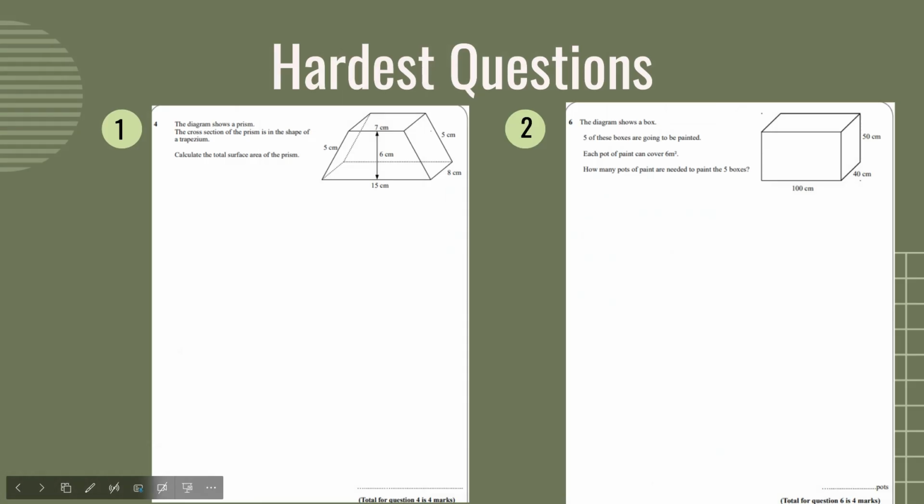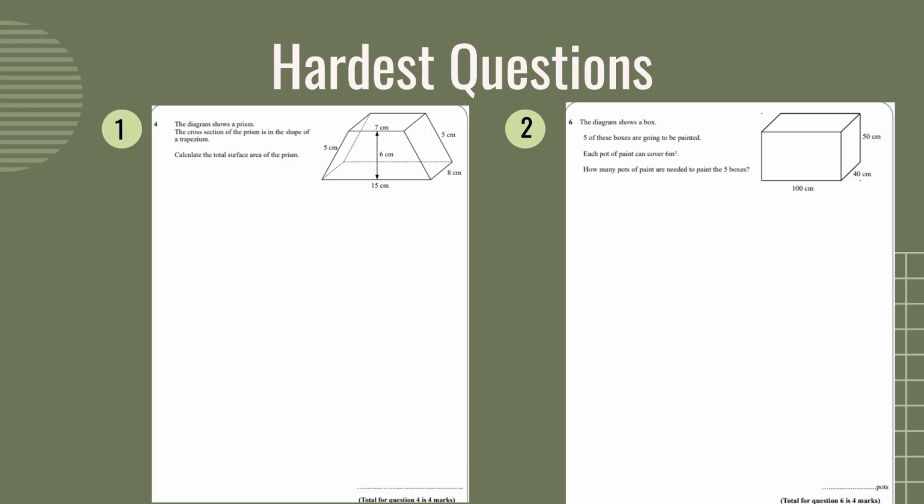Now it's time to have a go at some of the hardest exam questions you'll probably be asked on surface area. Have a go, pause the video, and unpause when you've done. So, in our first question, it says the diagram shows a prism. The cross section of the prism is in the shape of a trapezium. Calculate the total surface area of the prism.